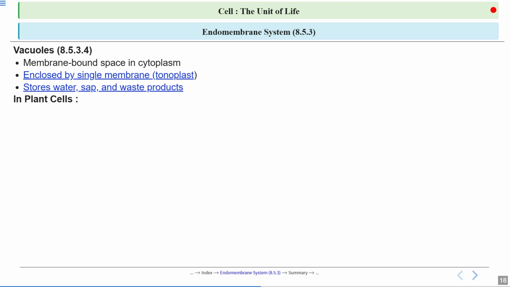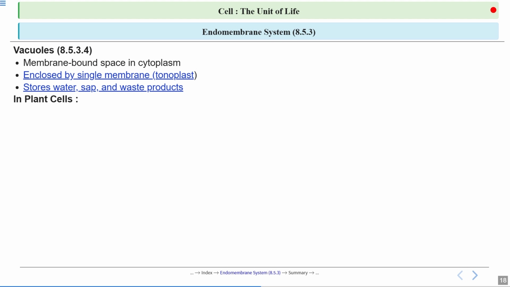These waste products can damage the cell. So due to metabolic activities or due to the biochemical reactions, a lot of waste products are being produced. If these waste products are present in the cytoplasm, then they can damage the other organelles as well. So what does the cell do? They store these waste products or waste materials into the vacuoles so that they can protect the cell, because these waste products can be toxic.